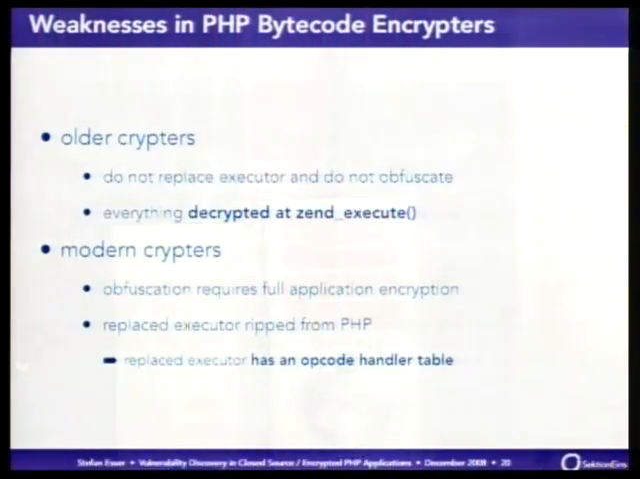Therefore I searched for weaknesses within the current bytecode encryptors. Like I already said, in the older cryptors, you had the hook of the compile function, and this hook just decrypted all the bytecode and then gave it to the original execute function, and the bytecode was executed by PHP. The problem with that is, at this point, of course, the bytecode is completely decrypted, so you don't need to do anything anymore. You just hook the zend_execute function and you get the decrypted bytecode for free. So you can do anything you want on this bytecode after that.